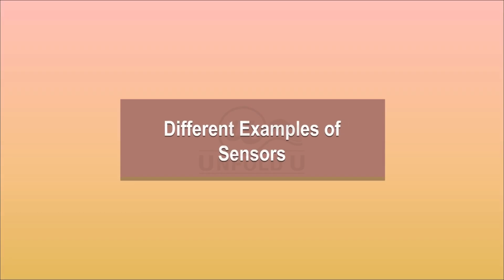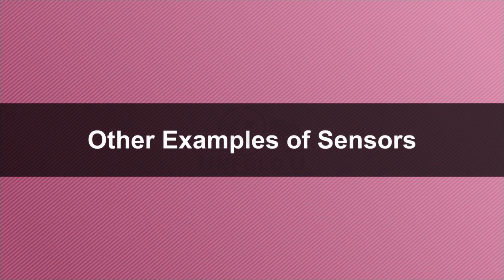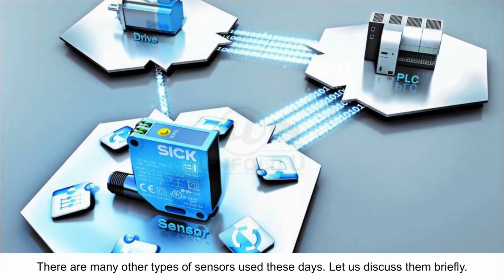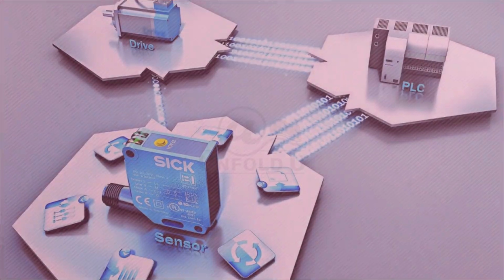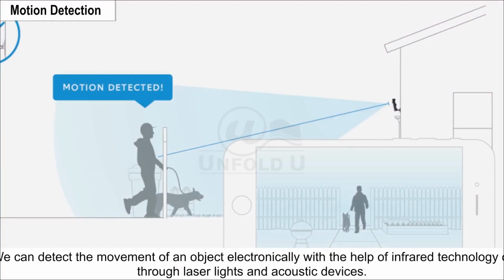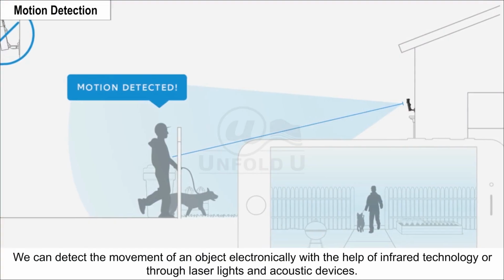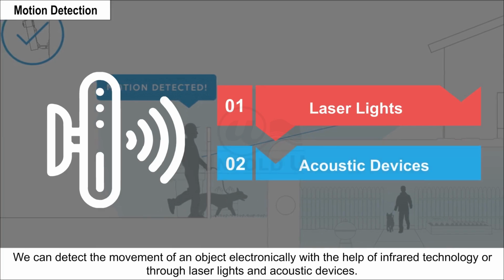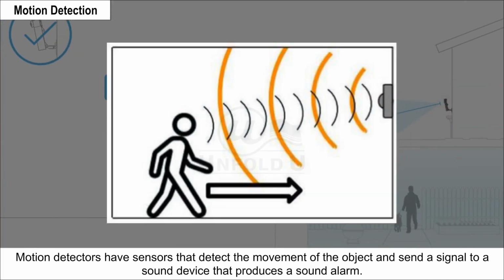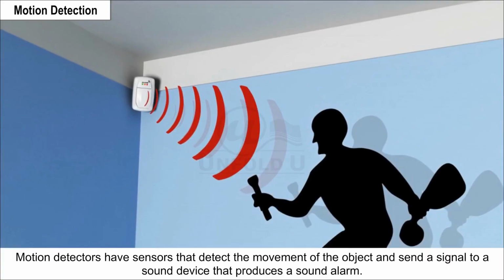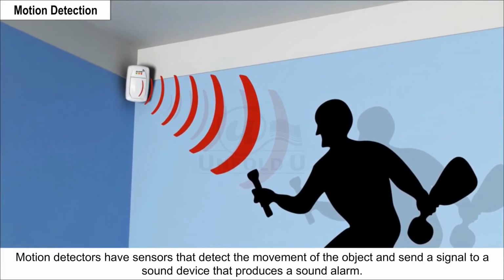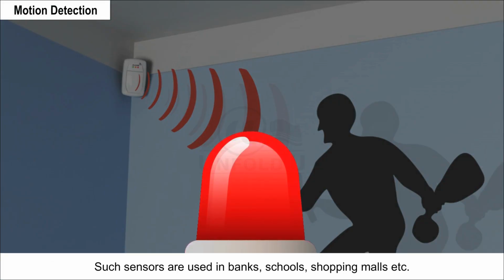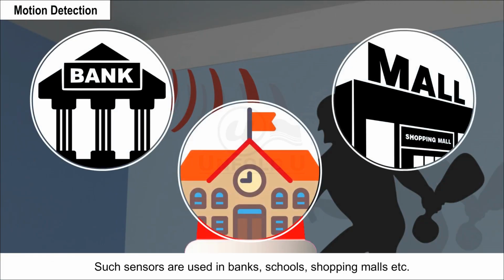Other examples of sensors. There are many other types of sensors used these days. Let us discuss them briefly. Motion detection. We can detect the movement of an object electronically with the help of infrared technology or through laser lights and acoustic devices. Motion detectors have sensors that detect the movement of the object and send a signal to a sound device that produces a sound alarm. Such sensors are used in banks, schools, shopping malls, etc.